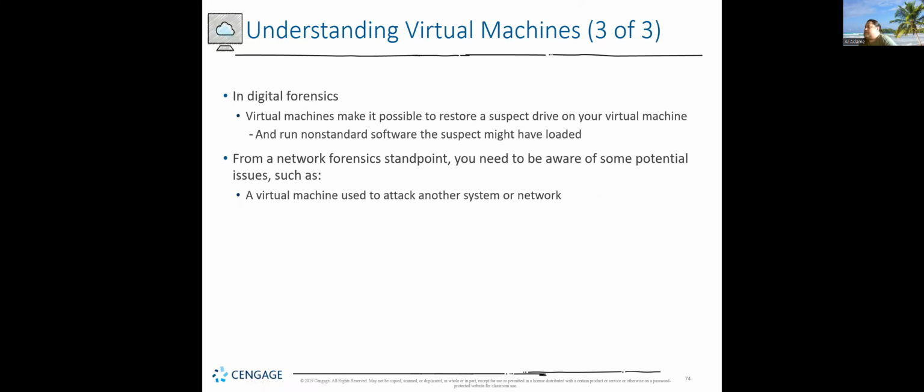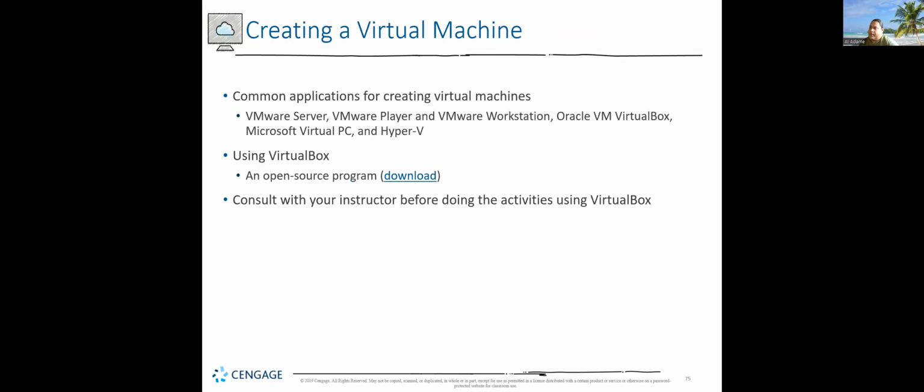In digital forensics, virtual machines make it possible to restore a suspicious drive on your virtual machine and run non-standard software that the suspect might have loaded. So you would load that machine in there and have it scanned or do what you need. From a network forensics standpoint, you need to be aware of some potential issues, such as virtual machines used to attack another system or network. Yeah, that's something they used to do or still do from time to time.